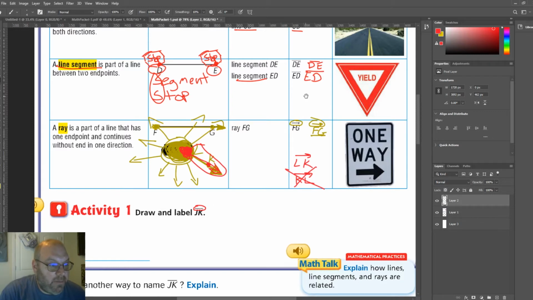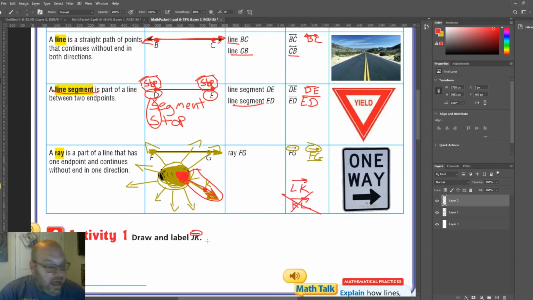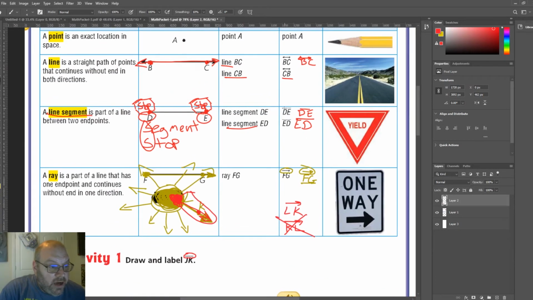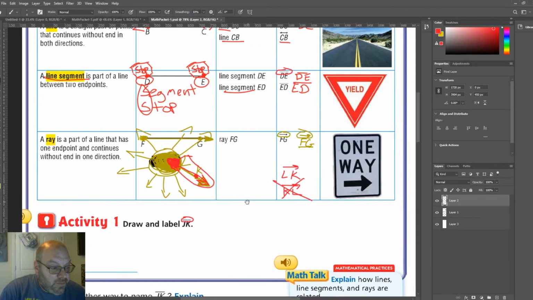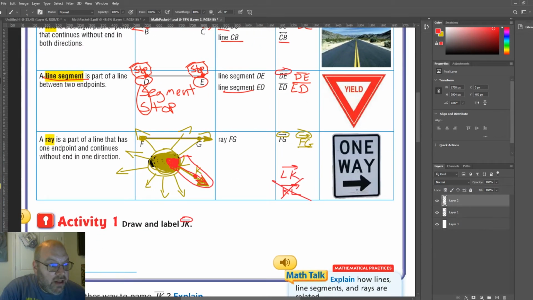Well, let's go back up here. That is just one little line. Up here, this has little arrows coming off of it. This is just a little line with no arrows. This has an arrow going one way. So when we look here, it looks just like the line segment, right? So this is going to be line segment JK.